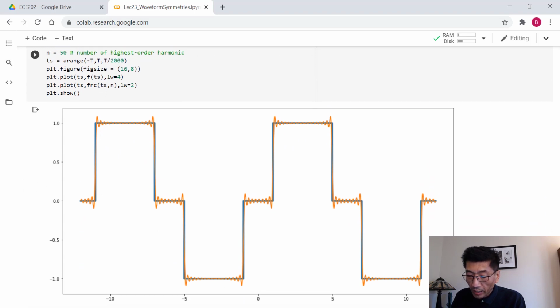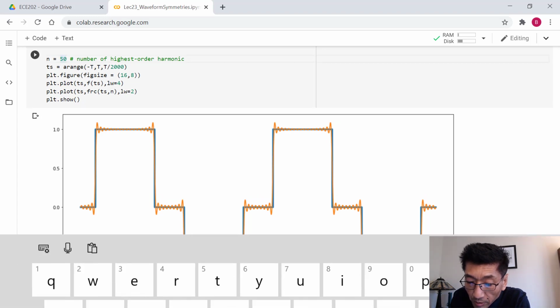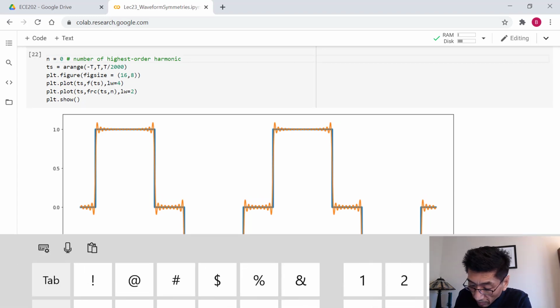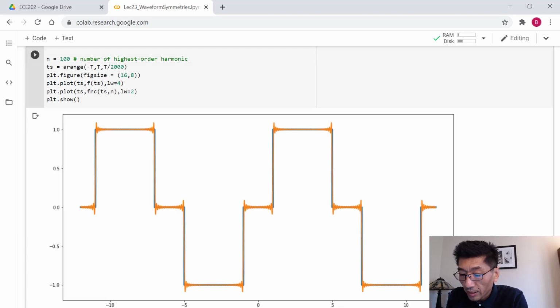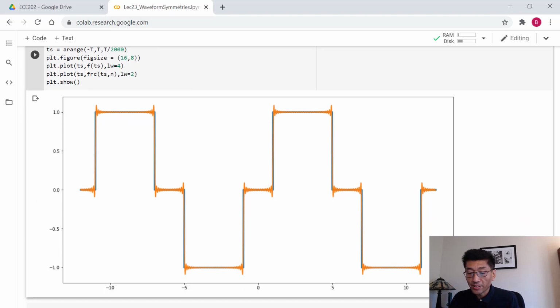If we have a higher number of terms, let's see if we go to 100, then we should get a closer match, as we did before. Let's rerun the code, and that's the reconstructed waveform. You see a very close match, and we know this Fourier coefficient is definitely correct. We utilized the properties of two types of symmetry: one is the odd symmetry, and the other is half-wave symmetry.